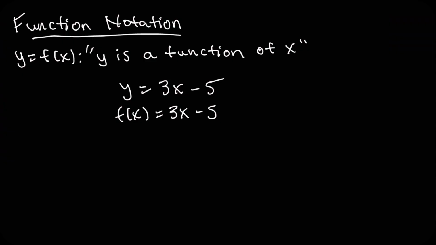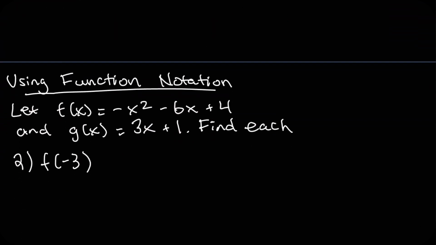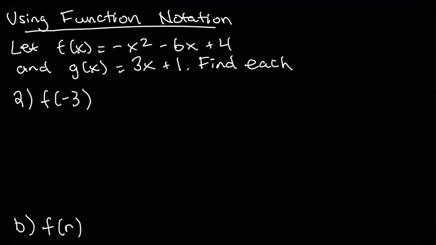So say for example we have an equation y is equal to 3x minus 5. We'll go ahead and replace this y with the f of x, which gives us our function notation of f of x is equal to 3x minus 5. So now implementing this function notation, say for example we have f of x is equal to negative x squared minus 6x plus 4, and then g of x is equal to 3x plus 1.